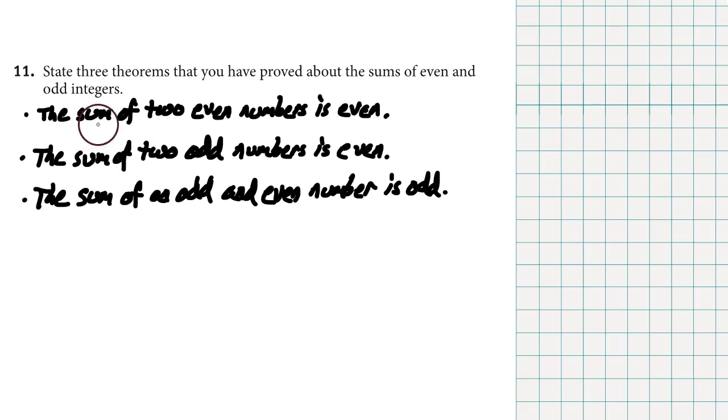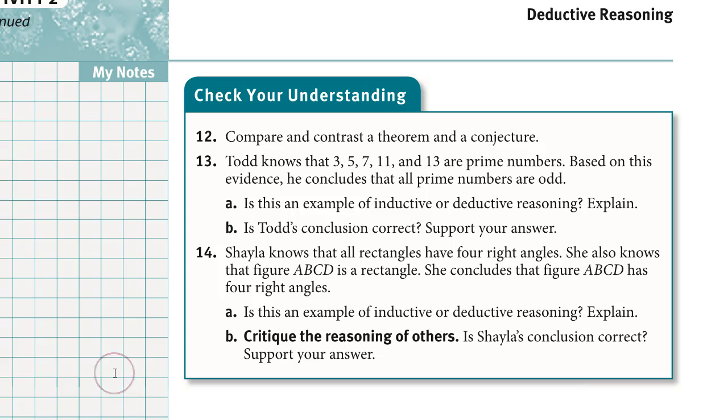Here they are. The sum of two even numbers is even. The sum of two odd numbers is even. The sum of an odd and an even number is odd. Here are some check your understanding questions, so I'll pause the video so that you can work on these.